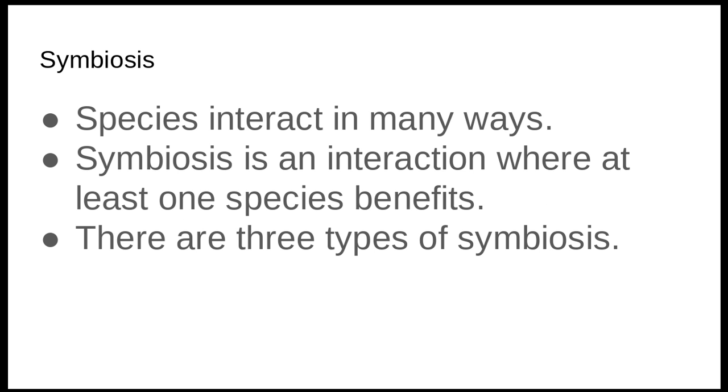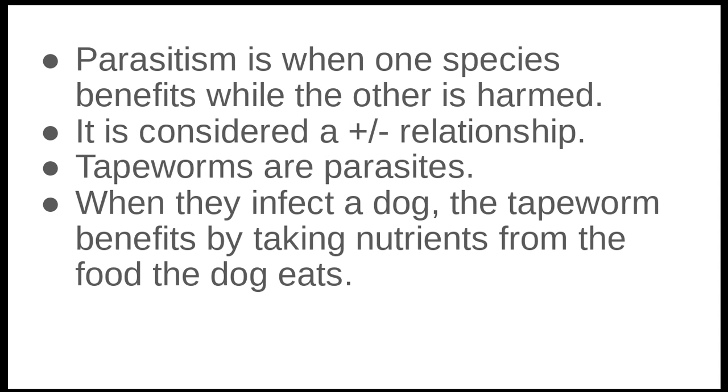Symbiosis describes species interactions. It's when an interaction between two species benefits at least one of them. There are three types of symbiosis based on what happens to the other. So again, in a symbiosis, one species will always be benefited. The three types of symbiosis are based on what happens to that second species. If that second species is harmed, we call it parasitism. Parasitism is when one species benefits, the other one is harmed.